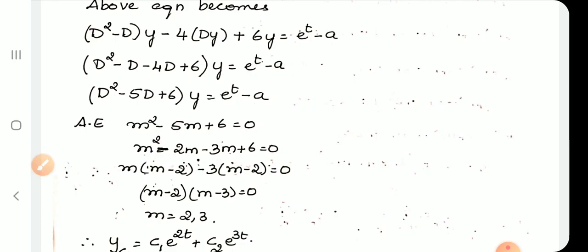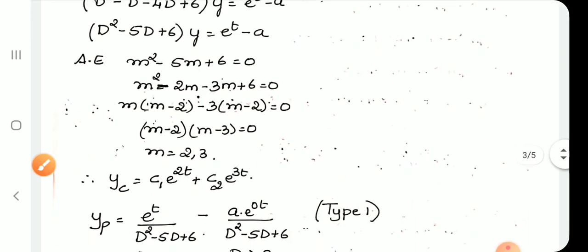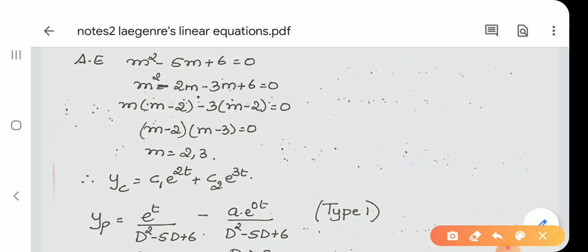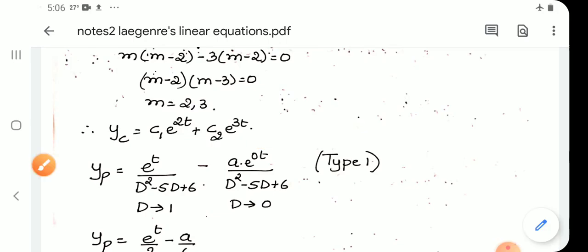So again this is a differential equation, and we know how to solve a differential equation with constant coefficients. So here, for the left hand side, we will consider the auxiliary equation. The auxiliary equation is m square minus 5m plus 6. If we factorize this and find the roots, we will get the roots as 2, 3. So we get 2 distinct roots. So for the distinct roots, we write the solution as yc is equal to c1 e power 2t plus c2 e power 3t. So yp, let us take the right hand side now.